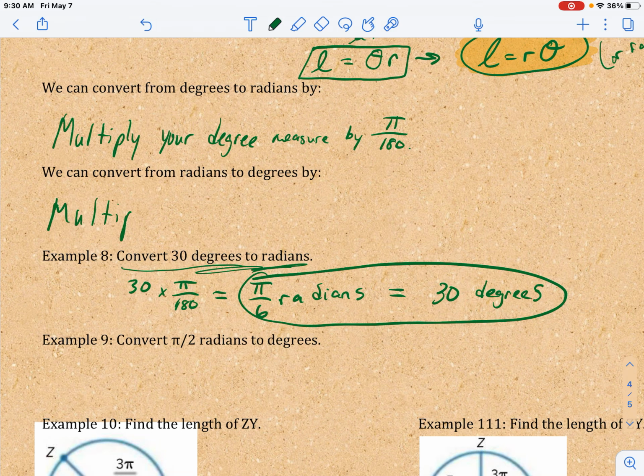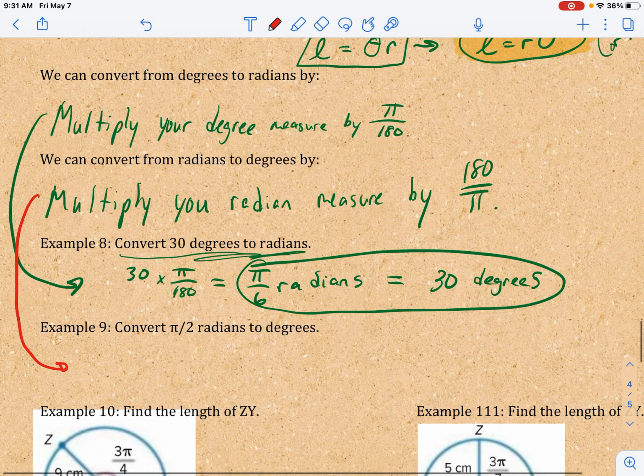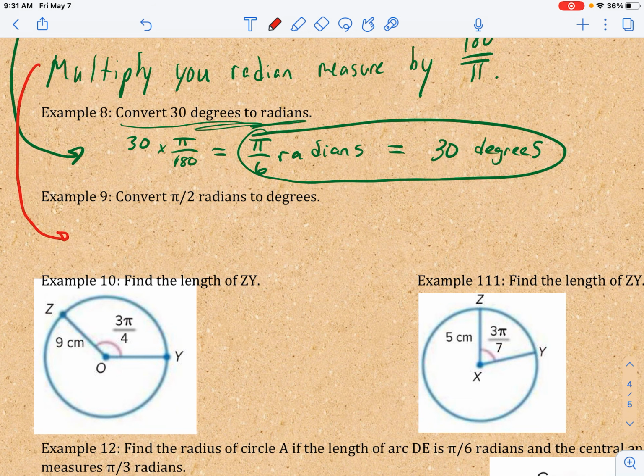Now, if you wanted to go from radians to degrees, if you wanted to go backwards, basically, you multiply your radian measure by 180 over pi. So, for example, it says convert pi over 2 radians to degrees. So if I did pi over 2, and I multiply that by 180 over pi, the pi's cancel, and I get 90 degrees. So that tells us that 90 degrees is equal to pi over 2 radians.